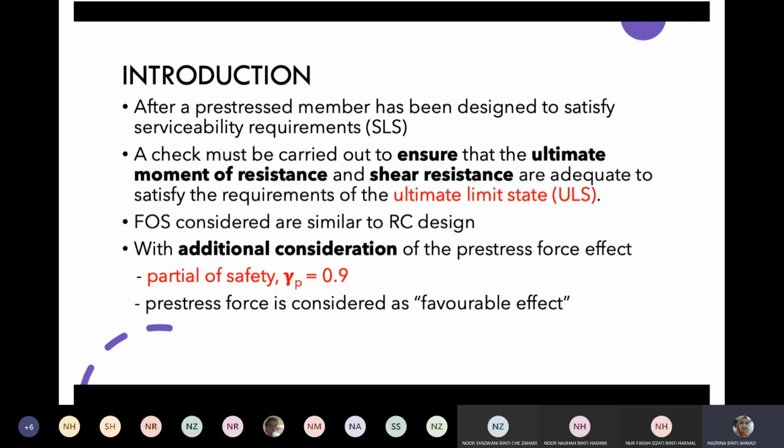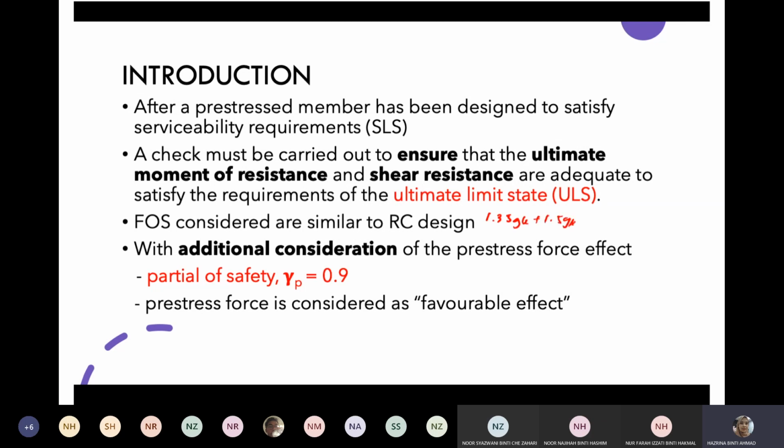So now we are going to go towards the ultimate limit state, and we are going to have two resistances that we have to consider, which are the ultimate moment of resistance and also the shear resistance. But as for today, we are going to go for the flexural resistance first, whereas we consider the moment. Then the FOS, or factor of safety, considered is similar to RC design. Whereas if we are to calculate the value of the design moment, right, therefore we are going to consider a factor of safety of 1.35 Gk plus 1.5 Qk, right?